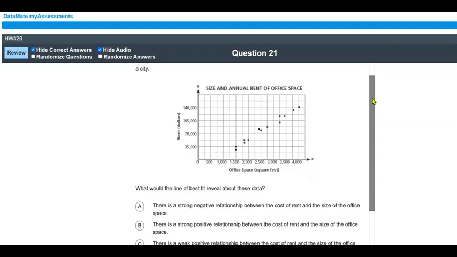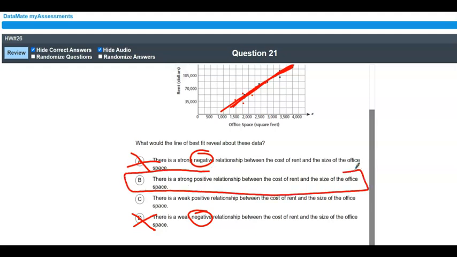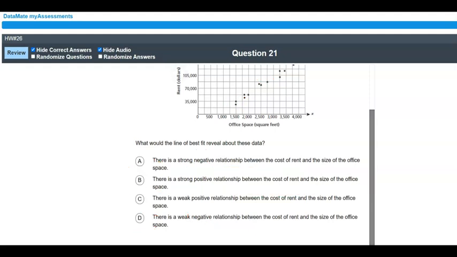Same question for number 21. What would the line of best fit reveal about this data? Well, as I'm looking at the data, it's certainly increasing, and all of those points are closely related to my line of best fit. So definitely is positive because the line is going uphill. So this is out, and this is out. And since these dots are so close to my imaginary red line, we call that a strong fit. So there is a strong positive relationship between the cost of the rent and the size of the office space.